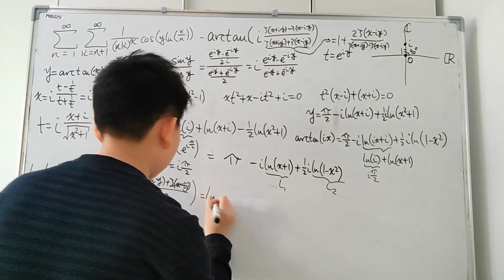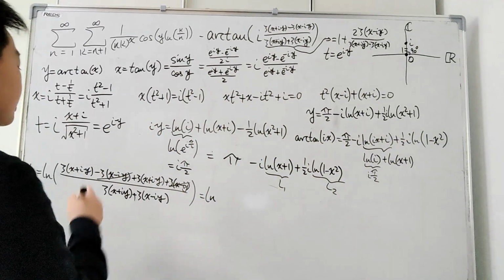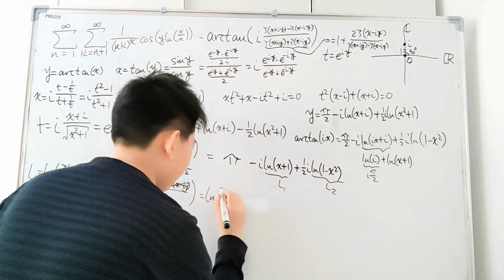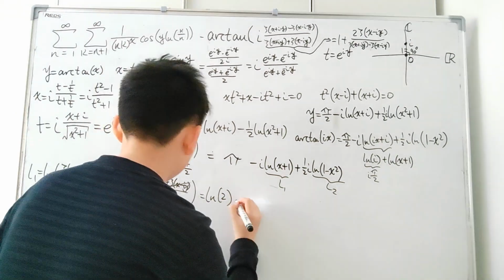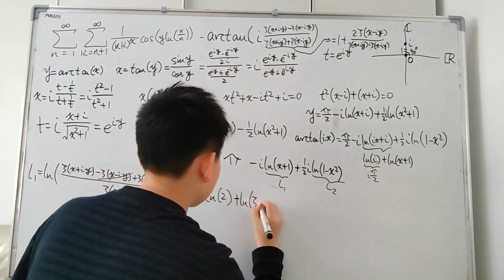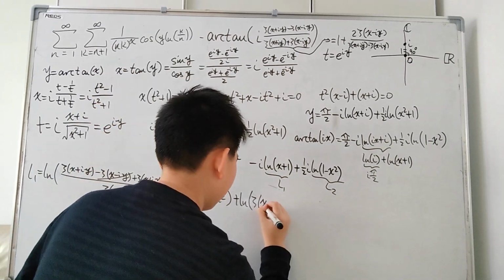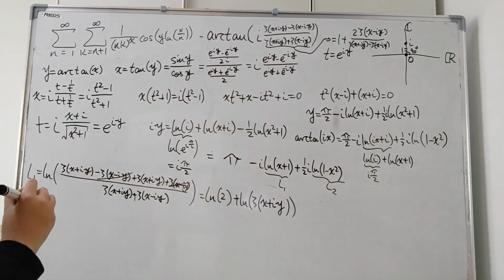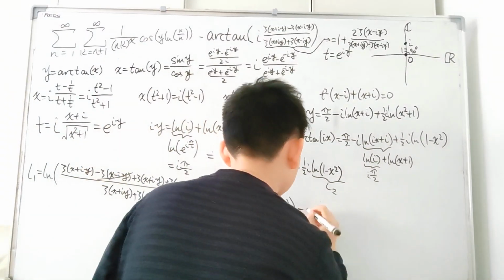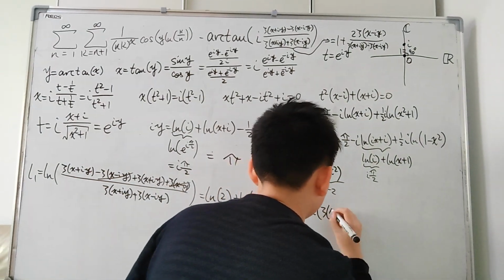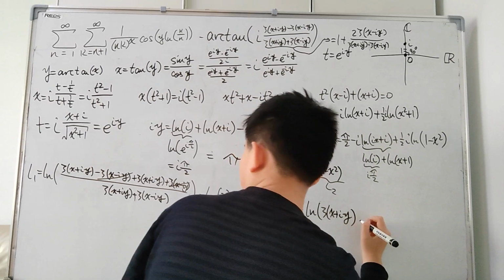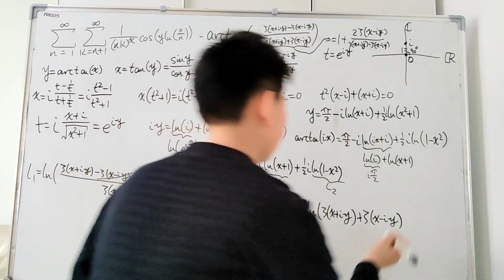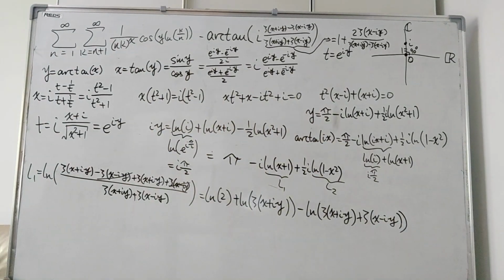That equals the natural log of. I'm actually going to just split it apart. So here we have this plus this, which is going to be 2 times this. So I have the natural log of 2 first of all, plus the natural log of the zeta function of x plus iy. And then here we have minus this thing, so minus the natural log of the zeta of x plus iy plus the zeta of x minus iy. There you go.